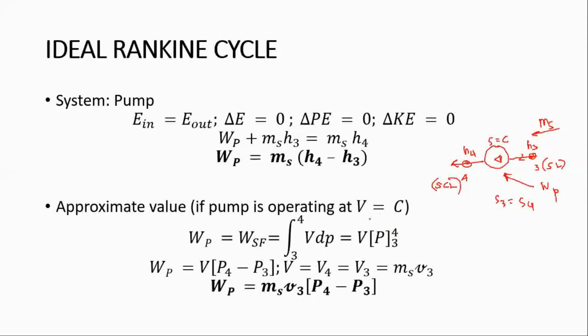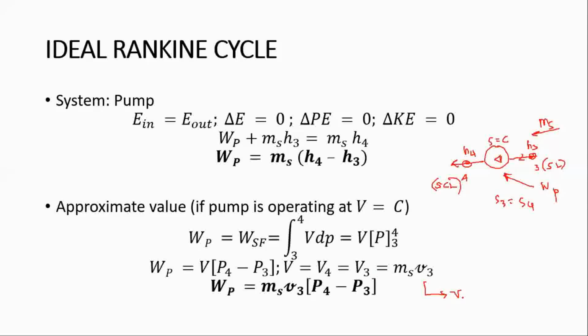At since siya incompressible, so volume at point 4 is almost equal to volume at point 3. In terms of specific volume, that is mass of steam times specific volume at point 3. So bakit ito na lang ginagamit? Kasi madali din siyang hanapin, di ba? Since ang point 3 ay saturated liquid, sa steam tables, pwede nating hanapin agad yung value ng specific volume.